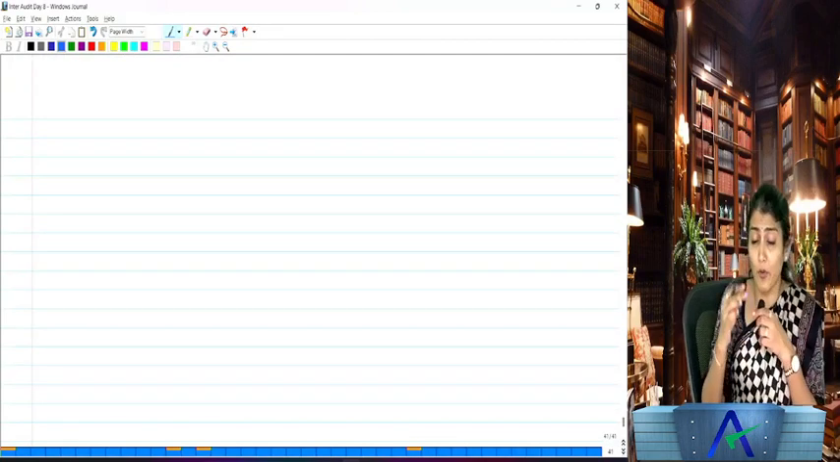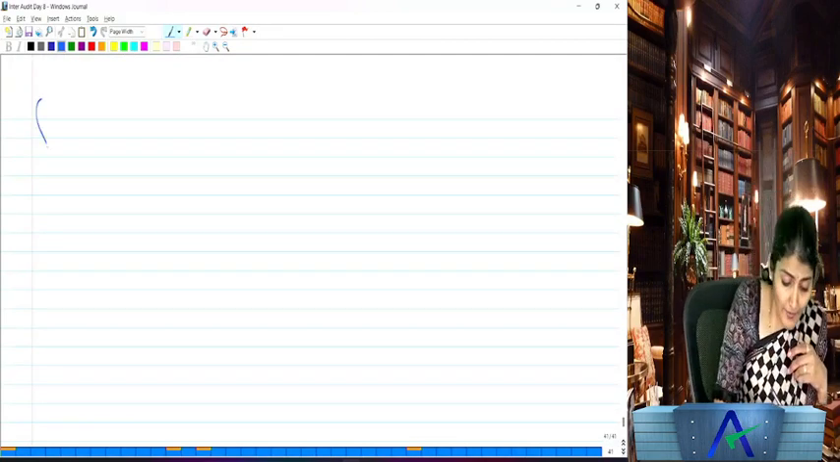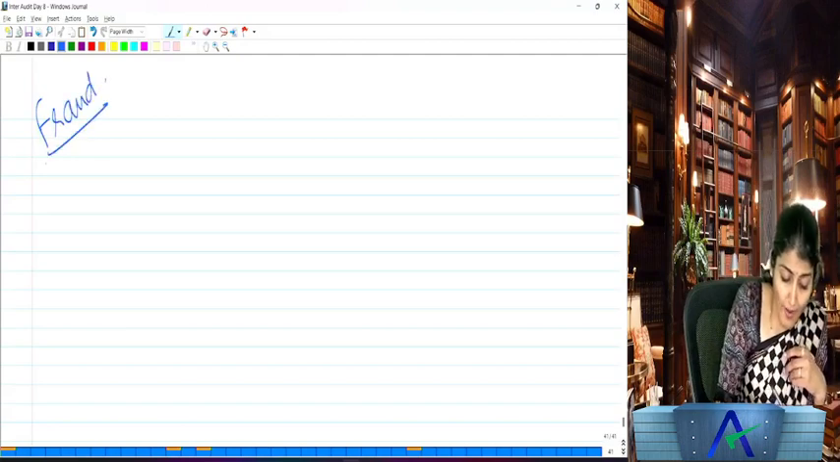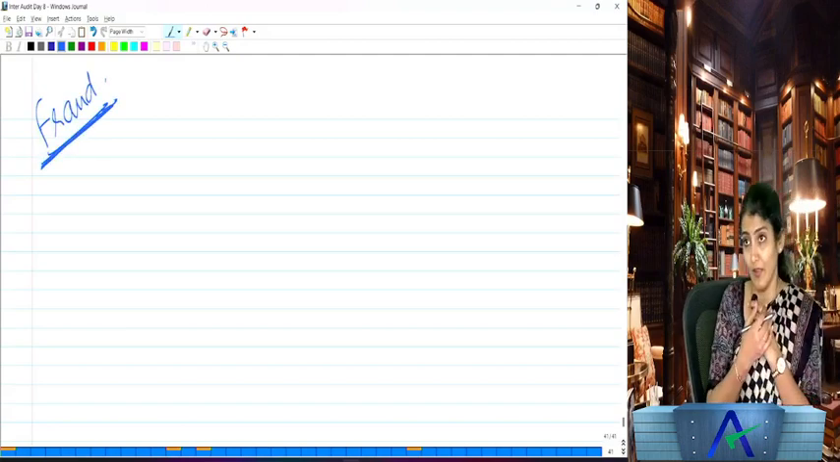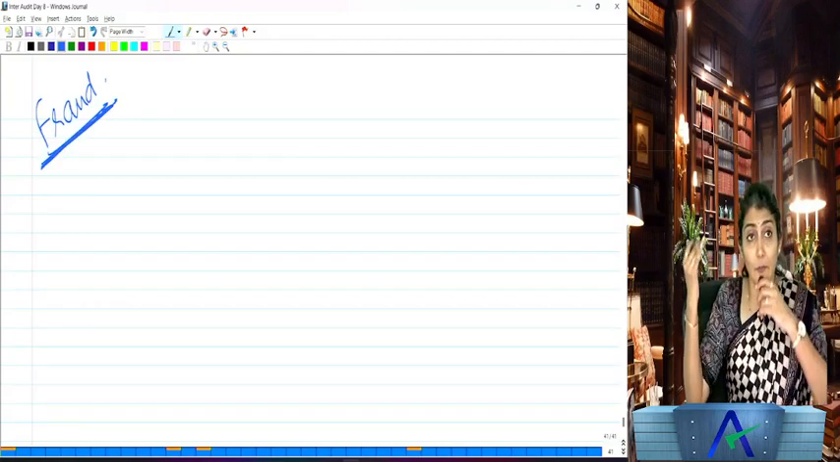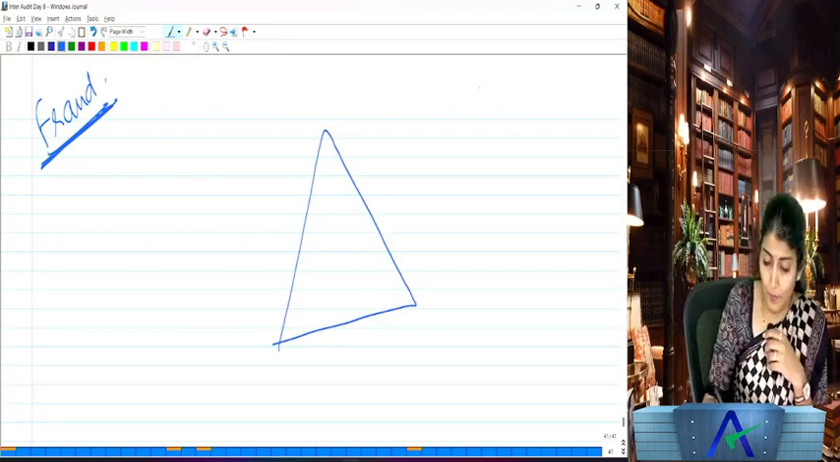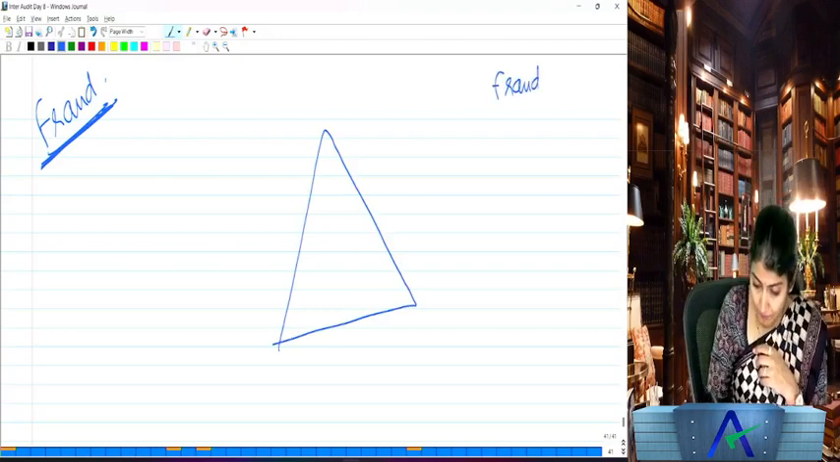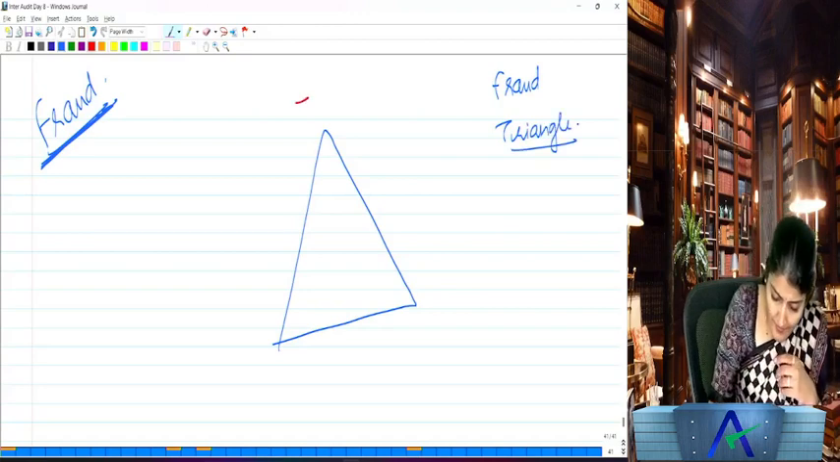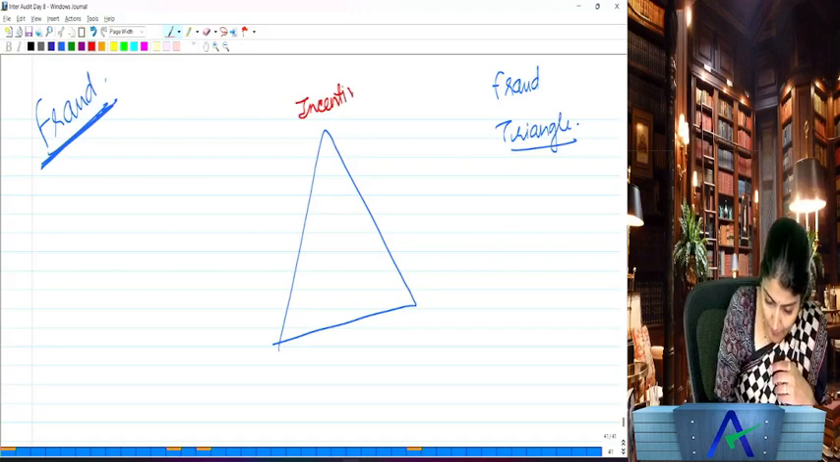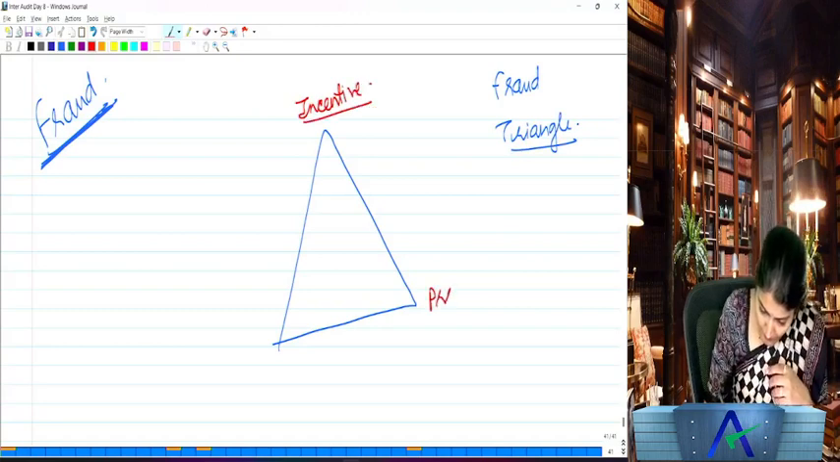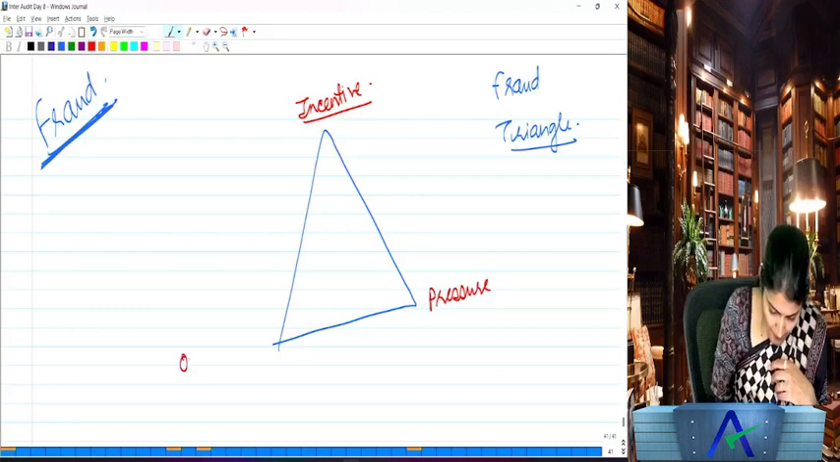Okay, but the most important question: why is a fraud done? Why would any person commit a fraud? What does it say? We talk about the fraud triangle. What is the fraud triangle? Either the person has an incentive, or he has a pressure, or he could be having an opportunity to commit a fraud.